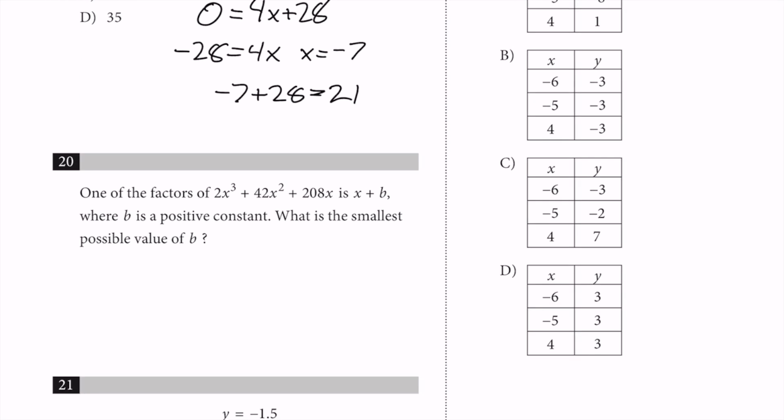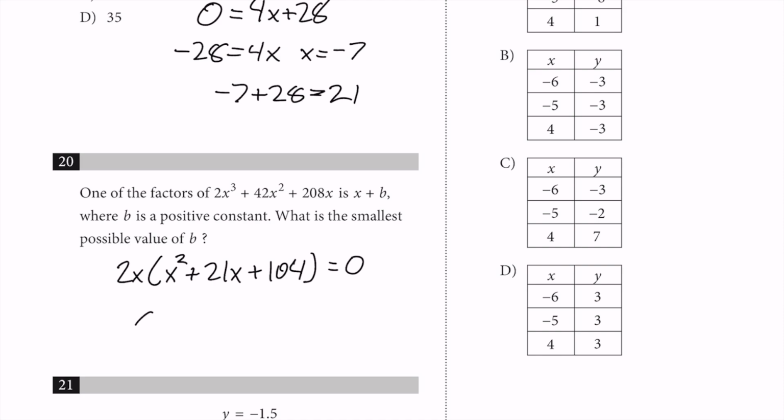All right, for question 20, one of the factors of 2x cubed plus 42x squared plus 208x is x plus b, where b is a positive constant. What is the smallest possible value of b? So let's write this. Let's first factor out 2x. And we'll have x squared plus 21x plus 104 will equal 0 since we're solving for it.